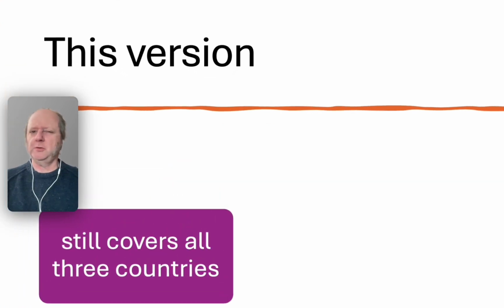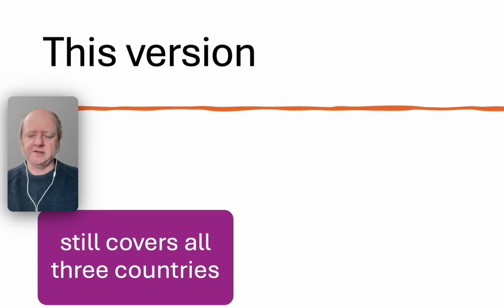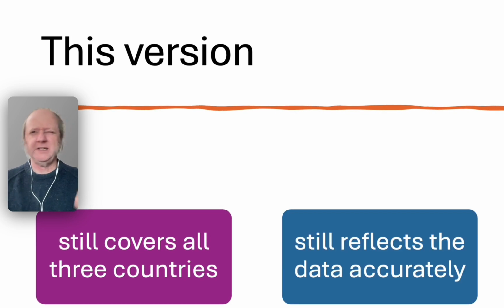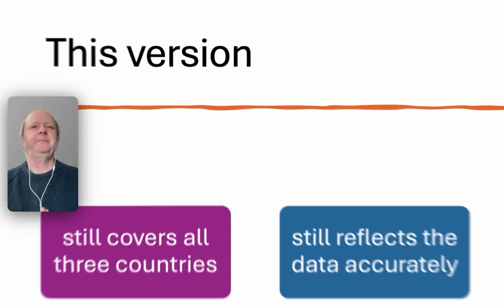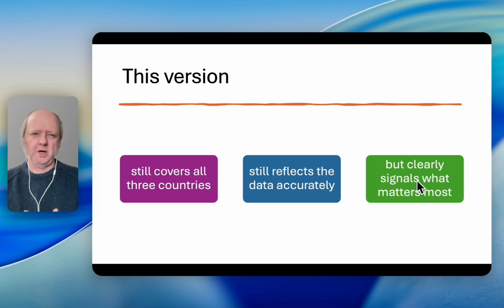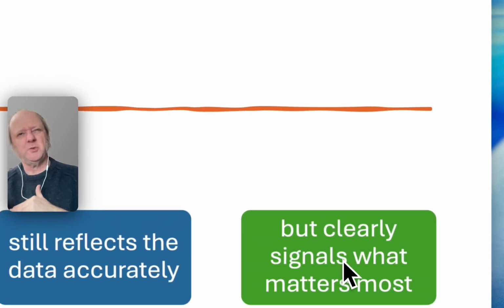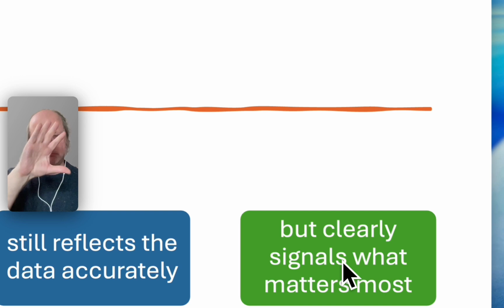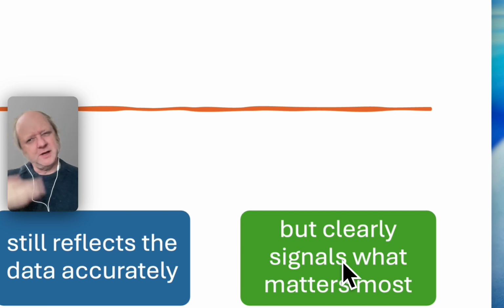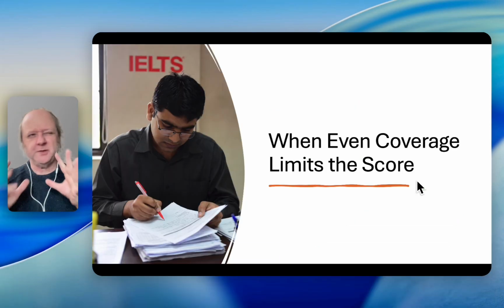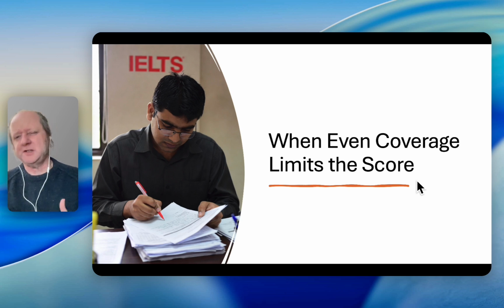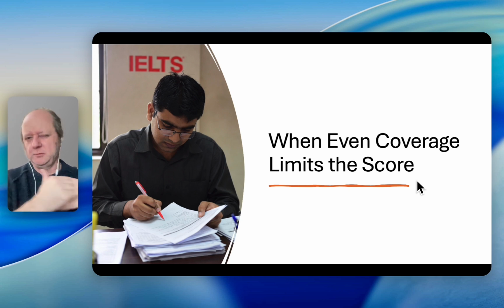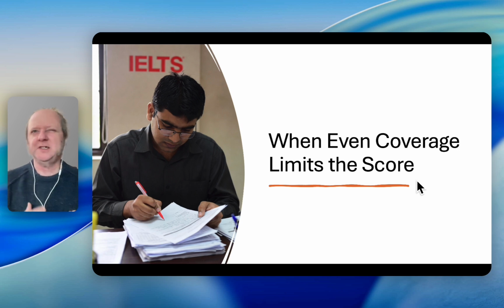So it still covers all three countries like the previous answer, and it still shows the data accurately, we can say. The difference is this one clearly signals what matters most. What's the most important? So you've organized the essay to show what's most important first. Then the smaller things can come towards the end. So that's why even coverage limits your score. Being even in what you're writing in task one doesn't tell me much. It just writes like a list.